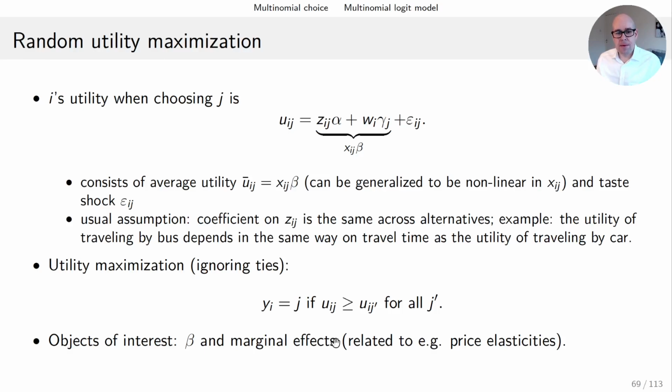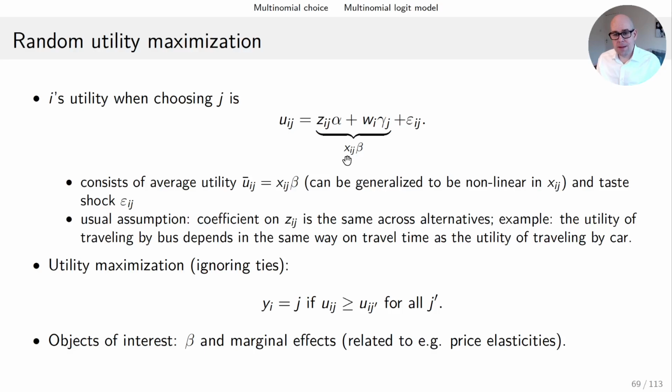Now let's look in more detail at the random utility foundation. So as I said, this is due to McFadden largely. I's utility when choosing alternative J is specified as depending on characteristics. So Z_ij with coefficient alpha and W_i with coefficient gamma_j. And then there is a so-called taste shock that is epsilon_ij.